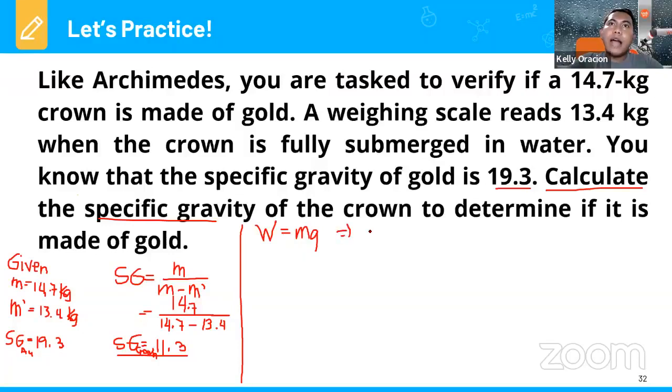We all know that mass is equal to density times volume. Again, mass is equal to density times volume. Then, let's substitute the density of the crown, since this is the crown. Density of the crown times acceleration due to gravity times volume.